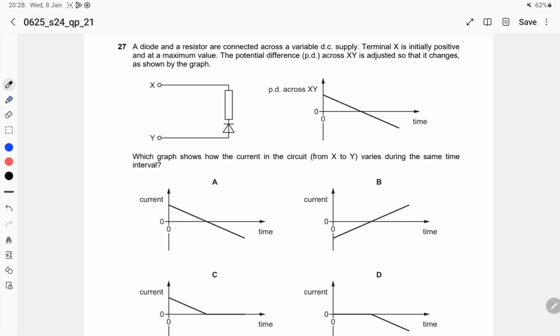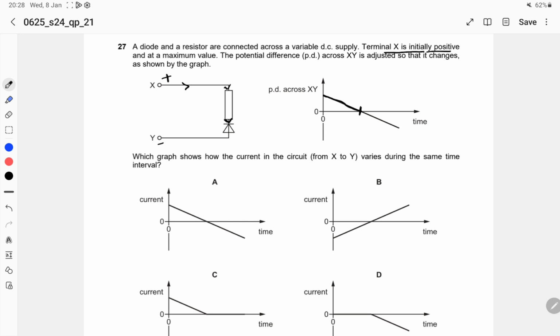Now what they have mentioned is terminal X is initially positive. So this is my positive and this is my negative. And you can see that your voltage initially is turning to 0. It's decreasing. Now when X is positive, Y is negative. Look at how my conventional current flows.